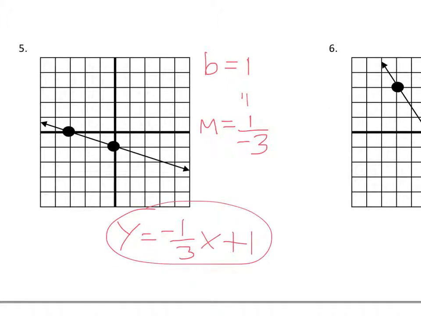Main thing to remember there, this line went down left to right, so that's why I get a negative slope. So same thing. We want to look at graphs. We first want to find b, see where it hits the y-axis, and then use rise over run to get m.